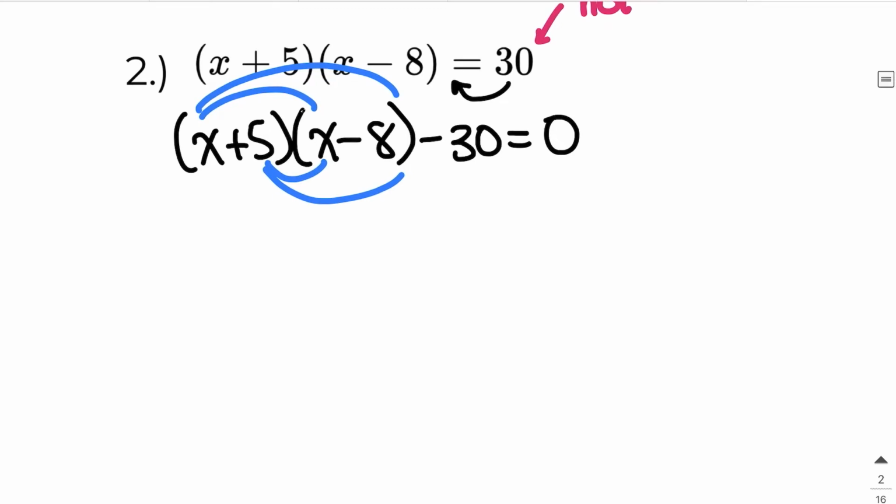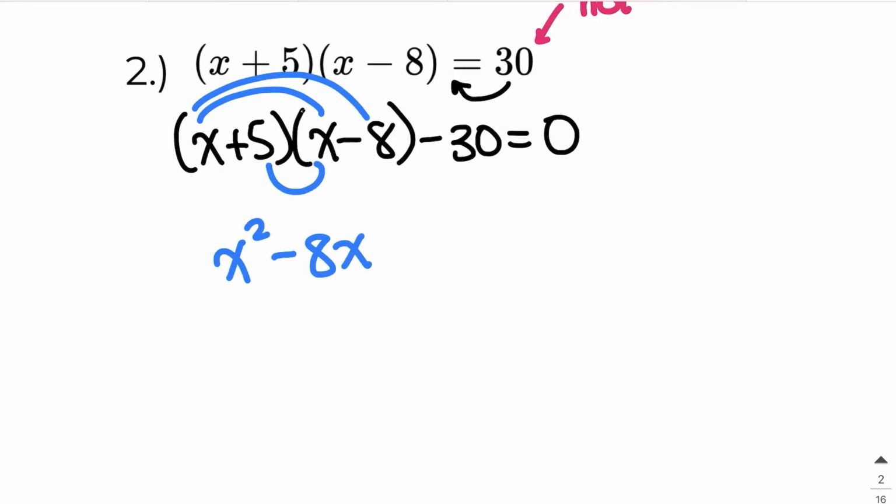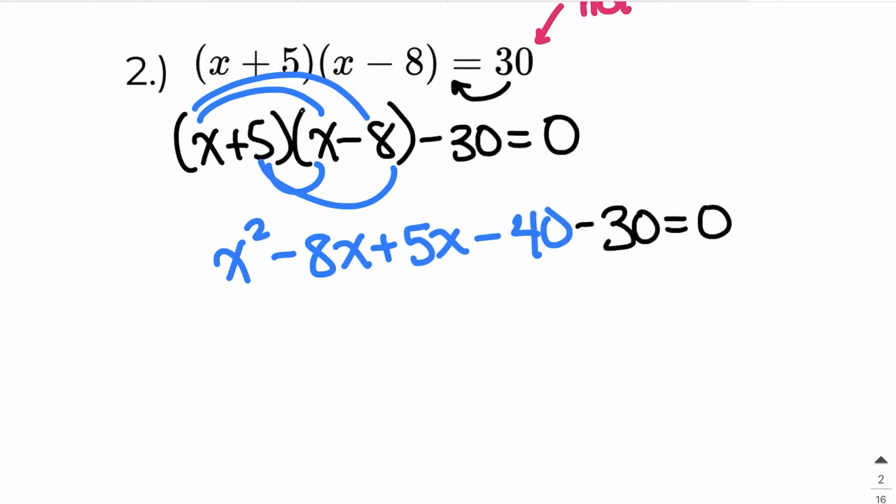So this is going to feel a little counterintuitive because we're going to expand, simplify, and then we're going to factor, which are opposites of each other. But that's because this minus 30, we got to bring that into the happy family inside of here. We can't just leave it out. So when I expand and simplify, I'm going to do x times x, which is x squared, x times negative 8, which is negative 8x, 5 times x, which is 5x, and then 5 times negative 8, which is negative 40. Then I'm just going to copy down this minus 30 equals 0.